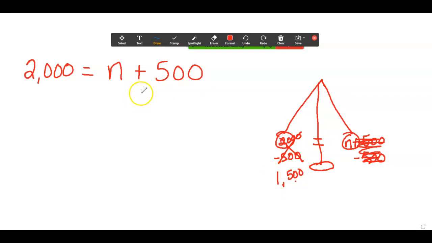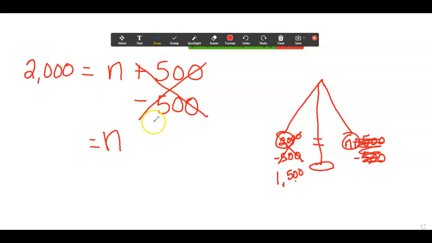This is what that looks like. So I'm going to subtract because that's the opposite. Subtracting 500, because then what that does is that takes this away and I'm only left with n on this side. But whatever I did here, I have to also do here.